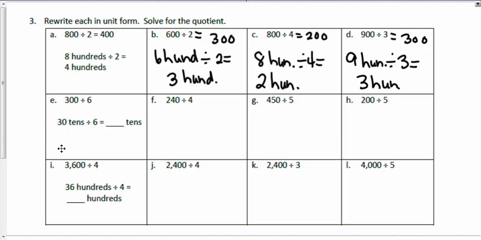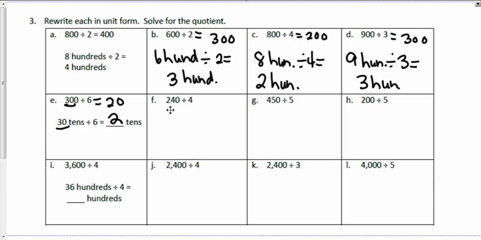All right, so we've got 30 tens divided by 6 equals 2 tens, or 20. This one could have also been 300ths divided by 6, but the reason why they didn't do that is because you can't take 3 and divide it by 6. So that's why they said 30 tens, because if you look at this, you cannot do 3 divided by 6, but you can do 30 divided by 6.